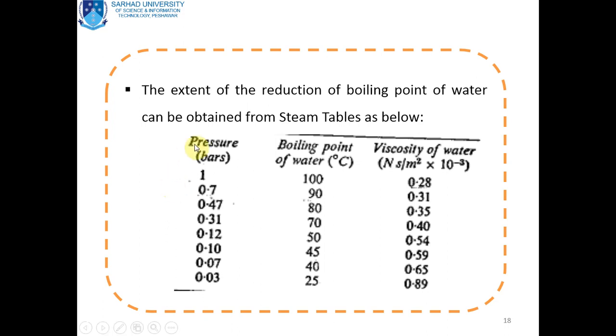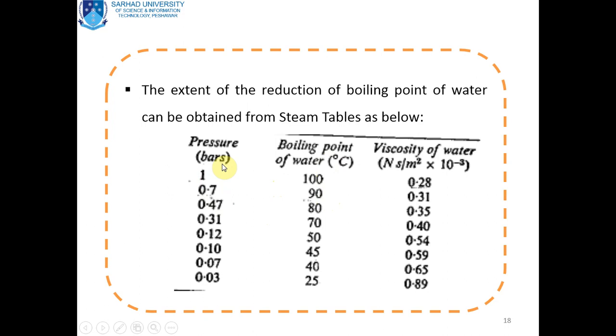The extent of reduction of the boiling point of water can be obtained from the steam table as shown below, that is, the pressure and the reduction in the pressure. If you reduce the pressure from 1 to 0.7, then the boiling point of water will be reduced from 100 degrees centigrade to 90 degrees centigrade. You can see on the screen that if we reduce the pressure from 1 to 0.7, then the boiling point is reduced from 100 degrees centigrade to 90 degrees centigrade.